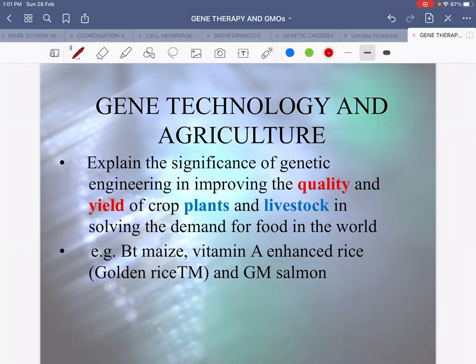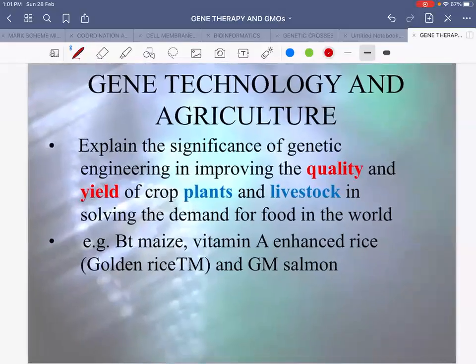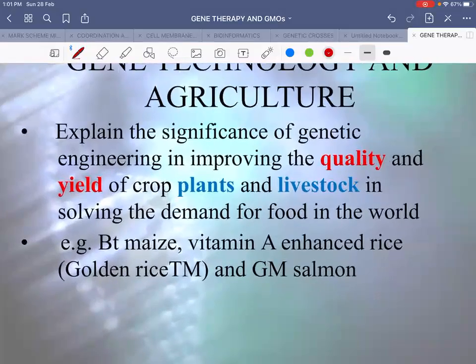And also if I am running a livestock business, poultry and eggs and all farming, I also want to improve that. So for that, I can also take the help of genetic engineering to do that. And the examples that have been used in your textbook are 3. Plants में 2 example use हुई हैं, BT maize and BT cotton भी शायद है, and vitamin A enhanced rice, which is known as golden rice. And then in animals, it is GM salmon, the fish GM salmon.